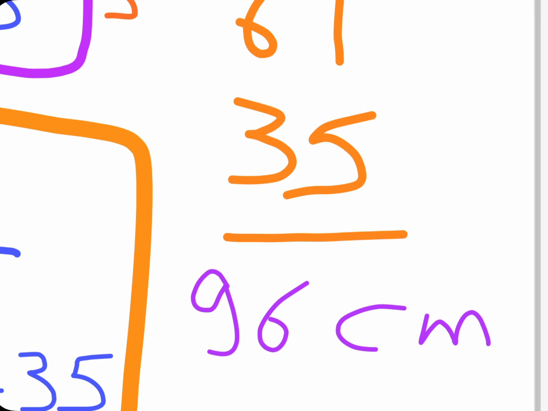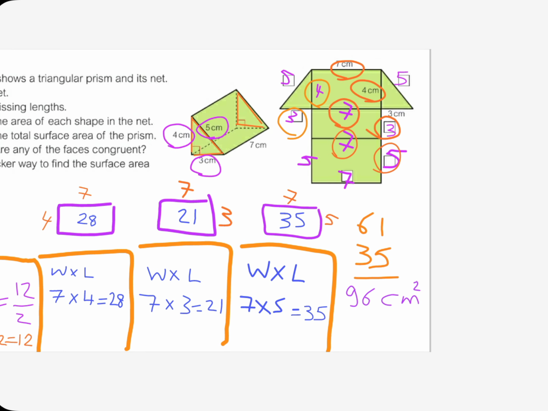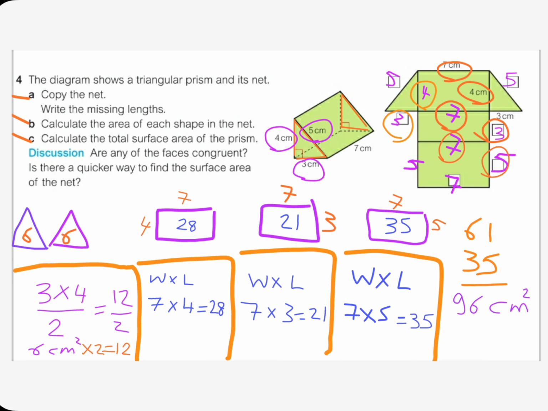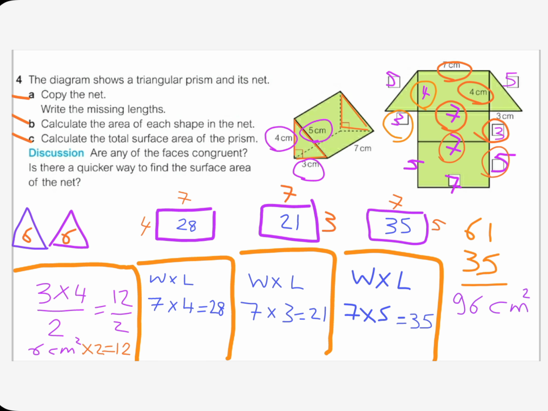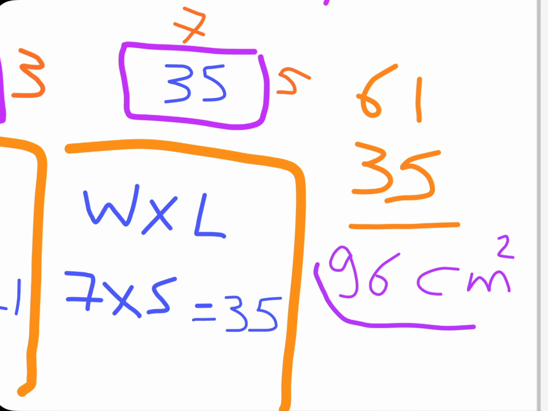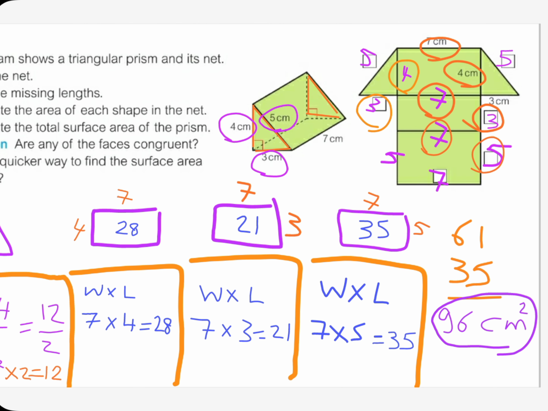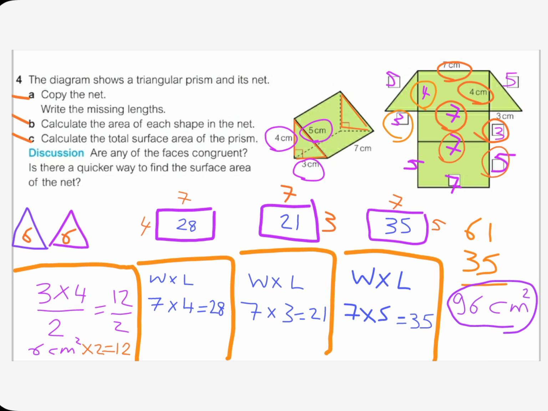centimeter square. So what did we do? We found the area of each part alone, or each shape alone. After unfolding the prism, we found the area of each part, the two triangles, each rectangle alone. After finding each area, we add them together to get the whole surface area. And it was 96 centimeter squared. And this is how you answer a question like that.